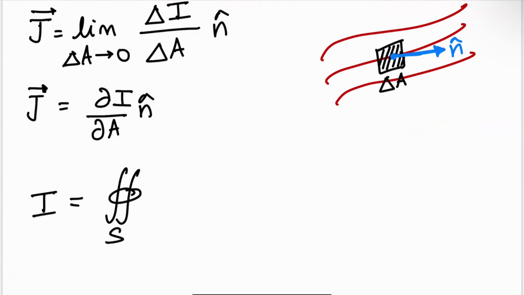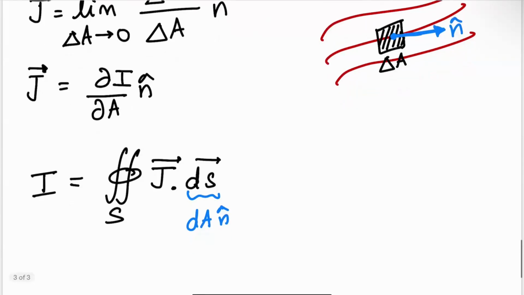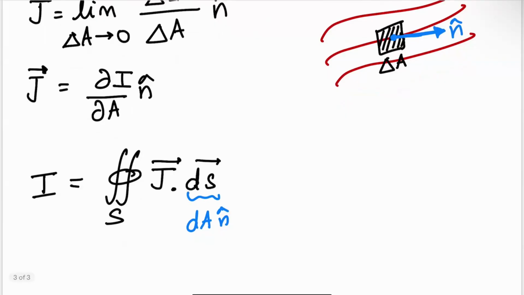The total current I flowing through a large surface S is the integral over all these small currents, J, dotted with dS, because we care about the current that's flowing through the surface, not flowing along the surface. That's why you have to dot it with dS, where this dS is what we wrote down here. It's nothing but small dA times n hat, so that's small area times n hat.